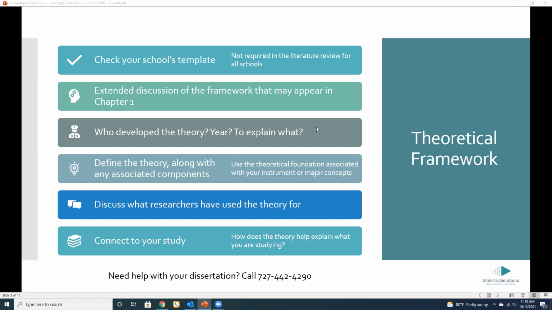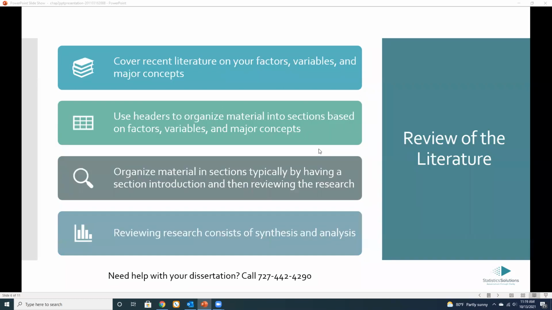Okay, and again, check approved dissertations for the theoretical framework section, because it may make sense to you as you're listening to a discussion of it or reading about it, but then when you sit down to actually draft it, sometimes it's a little bit different. Okay. Next is the review of the literature.